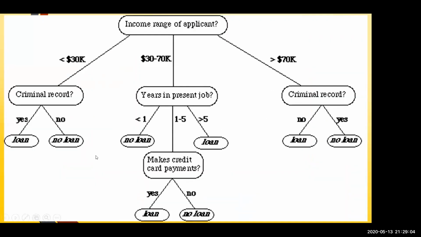In here, it's the same tree so that you can see it. I have here years in the present job. If it is less than 1 year, I don't give him a loan. If it is greater than 5 years, systematically yes, and between 1 and 5, I'm going to take a decision.